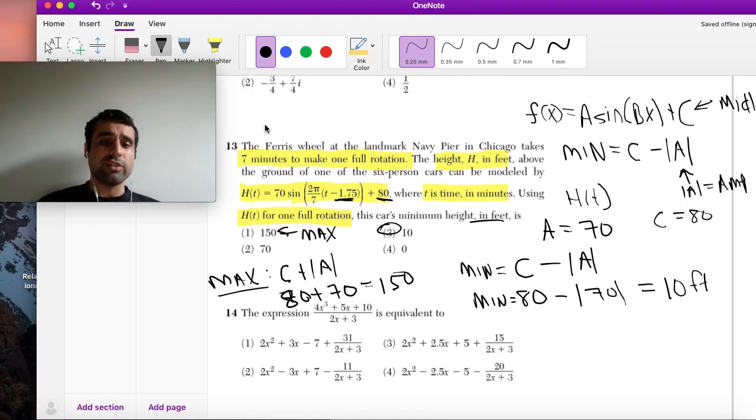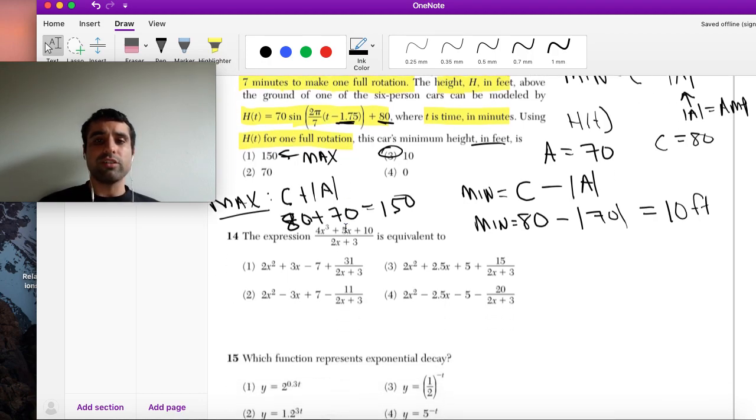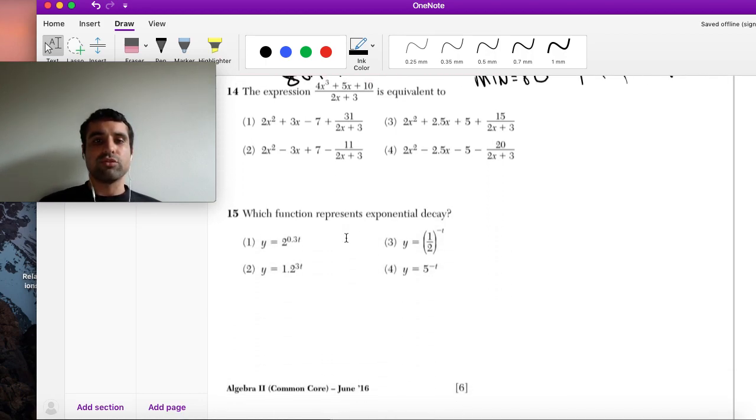You could also use the calculator, but it's actually one of the few questions which are faster to do without it. Now I'm going to go on to question 14, okay? Pause the video if you need to. This is about trig functions, sine and cosine graphs, amplitude, midline. It's also a good idea to know about the period.